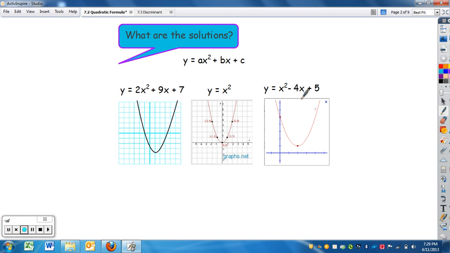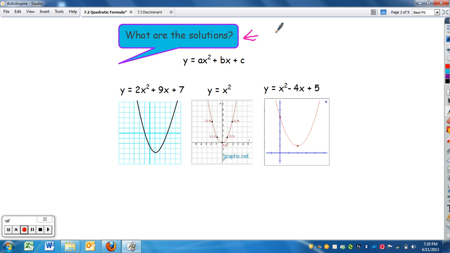So take a look at the graphs. We have learned that the solutions are the x-intercepts. So when I'm asking you, what are the solutions to this? We are asking, what are the x-intercepts? So here, taking a look at this quadratic, if I would set this equal to 0 and I was asking for the solutions, my solutions would be these 2 points.